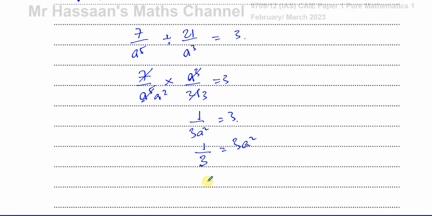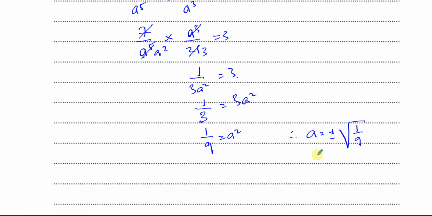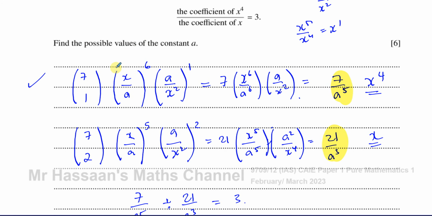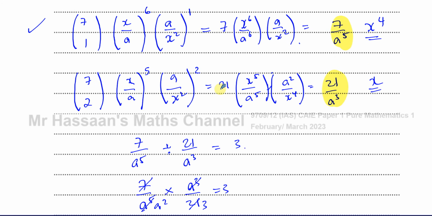We can divide both sides by 3. So we're left with 1 over 9 equals a squared. So therefore, a is going to be the square root of 1 over 9. Don't forget, when you take the square root, it could be positive or negative. So we end up with a equals plus or minus 1/3. So those are the two values of a that we're looking for. It says find the possible values of the constant a, so you're going to have two values.